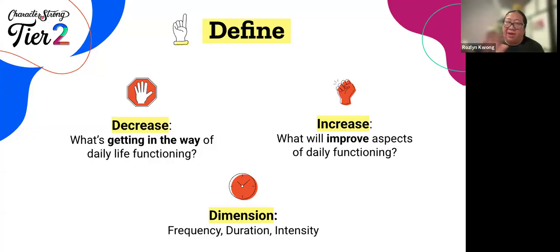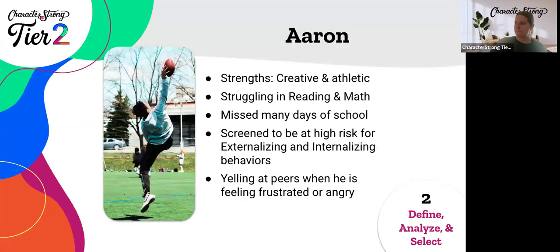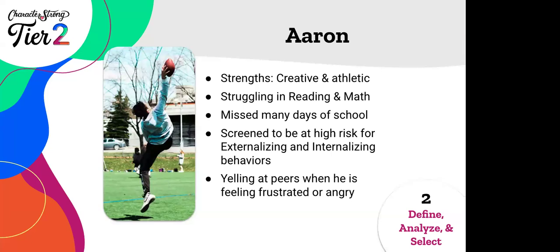I'm wondering if it may be helpful to go back to the last slide, Nicole. Yeah, for sure. What are the concerns that we have? What are those behaviors that we might want to decrease? Maybe the outward expression of his frustration and the lack of emotional regulation that he's displaying with the yelling at the peers rather than internalizing.